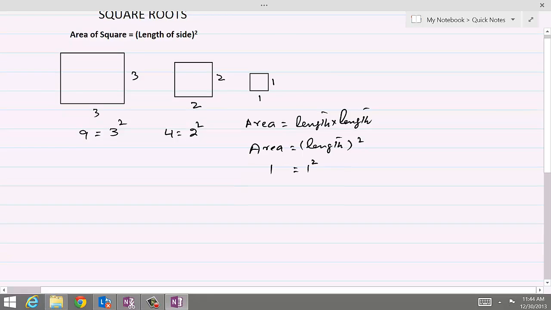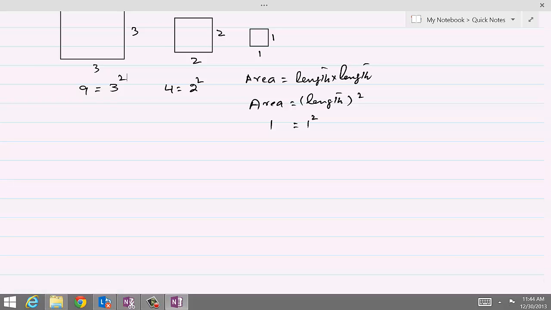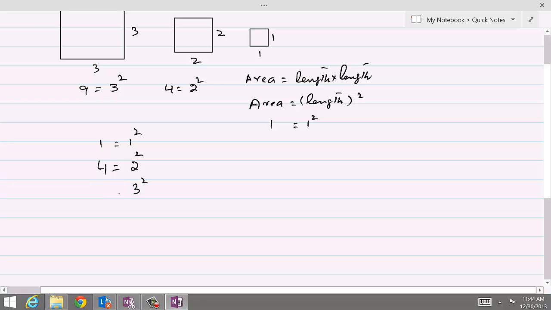If we take a look at this pattern, we ultimately get the pattern of numbers like this. 1 squared is equal to 1, 2 squared is equal to 4, 3 squared is equal to 9, 4 squared is equal to 16, and 5 squared is equal to 25, because 5 times 5 is 25, 4 times 4 is 16, 3 times 3 is 9, 2 times 2 is 4.